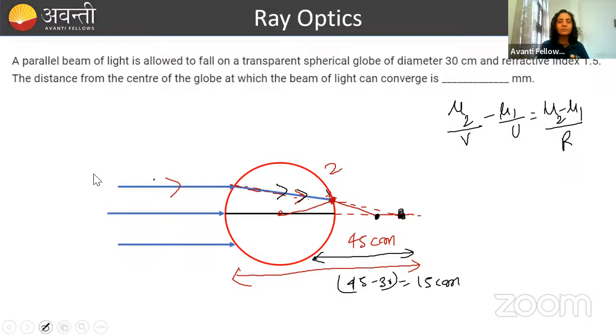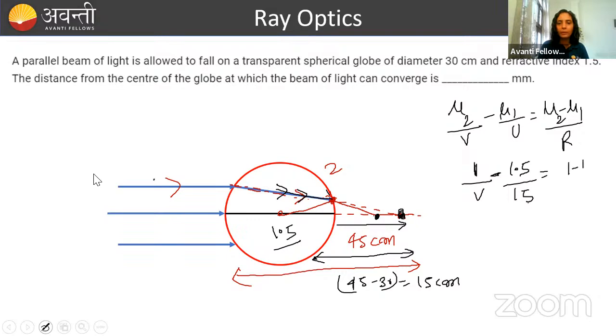Object distance for second surface will be what? 15 centimeter. Now in refraction through second surface, mu2 value is what? Light is getting refracted to which media? Air. So this is 1 by V. Incident light is where? In refractive index 1.5. So here it will be 1.5. Object distance is what? 15 centimeter. Look at the sign convention. So object distance we are measuring in this direction. Incident light is also in this direction. So this will be positive.